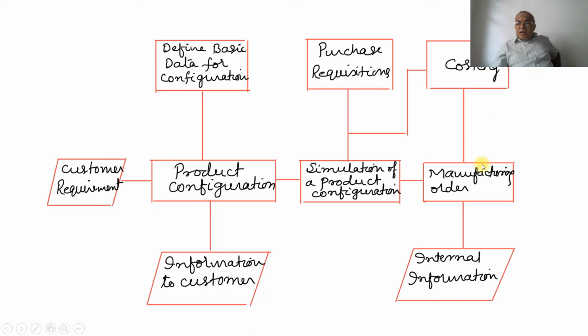Then you will have the manufacturing order. Once the purchase order comes, you start manufacturing. In this manufacturing order, we provide the internal information. What is all the internal information? What should be the costing for the manufacturing of that particular product? All those things come into the picture. Then how it will be assembled, how much time it will take, and what the cost of that will be, all those things will be monitored and assessed.